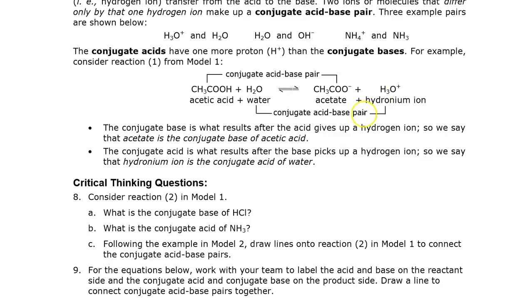So this is the example, but now we're looking at reaction 2 in Model 1. Part A, what is the conjugate base of HCl? Pause the video and write your answer. Pause now. So did you get Cl-? I can actually do that without even looking at reaction 2 if I follow the definition, because if HCl was the acid, to get to the conjugate base, I take away the H+, and I'm left with Cl-.